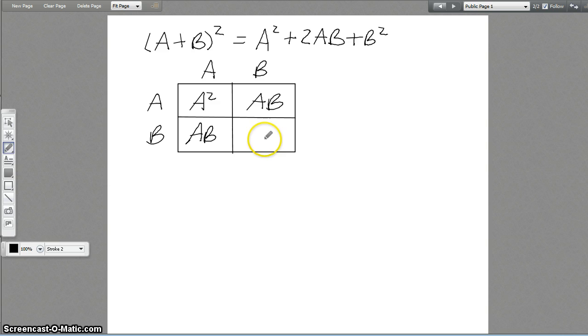So then our last square is going to be B times B, which is B squared. And you can see that this works out to A squared, which we have up here, 2AB because we have AB plus AB, and then B squared, which is down here.